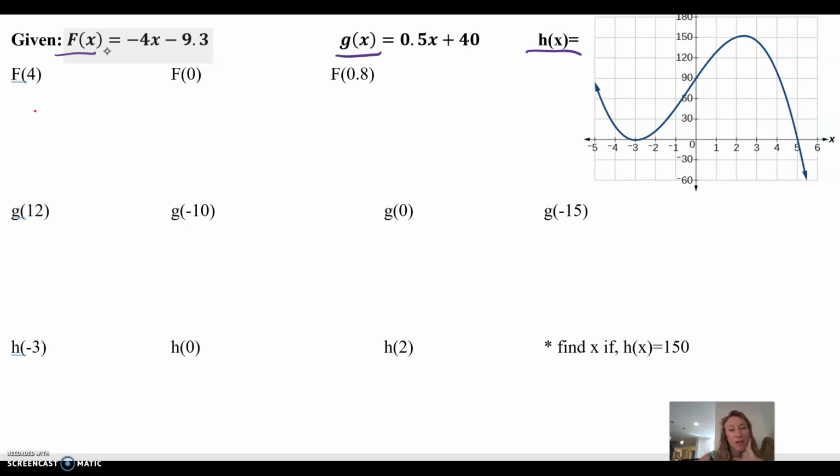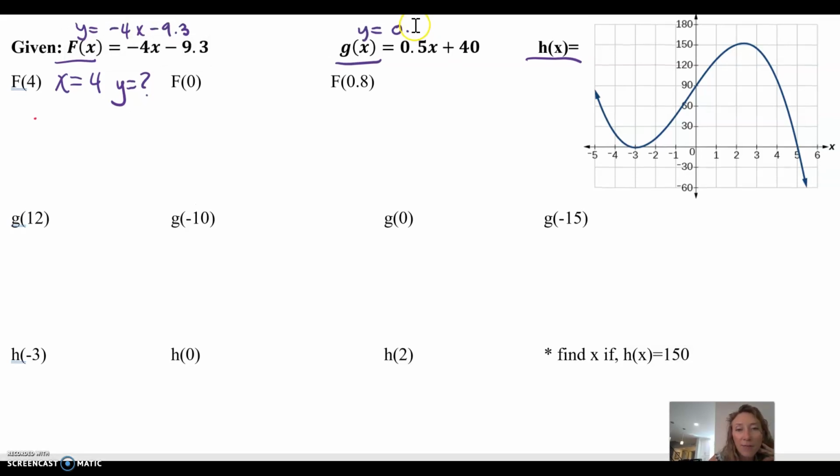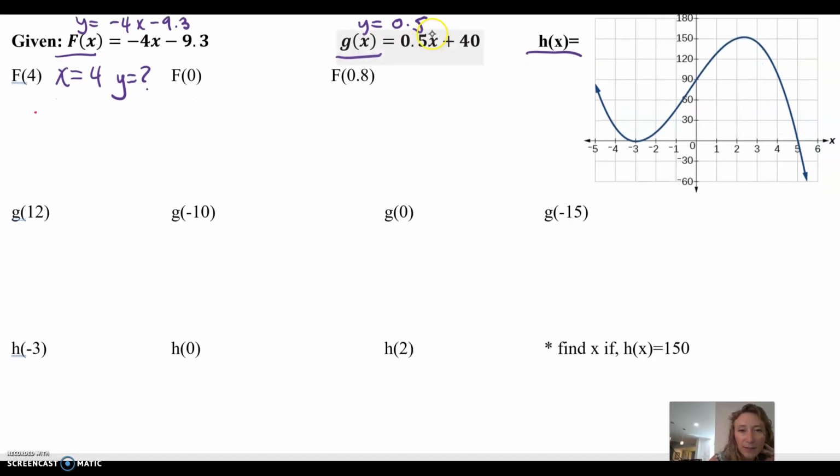On all of these, we are doing some function evaluation. This one says f of 4. That means I have the x value equals 4 and the y value equals unknown, because remember, all of these functions mean y equals something. This one means y equals negative 4x minus 9.3. This one means y equals 0.5x plus 40, and the last one means y equals this graph.